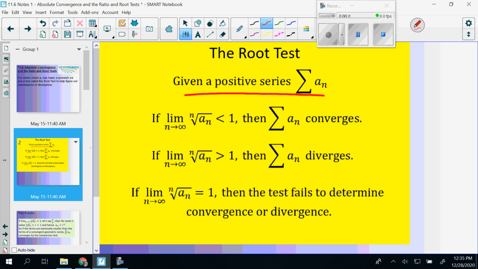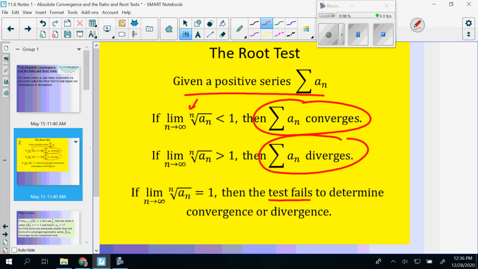and you take the nth root of that series and the limit comes to be less than 1, that means you end up with a convergent series. If you take the nth root of the series and the limit comes out to be greater than 1, then your series ends up being divergent. If it's the case where the limit as you go to infinity of the nth root actually equals 1, then the test fails, and then you need to use some other test to determine convergence or divergence.